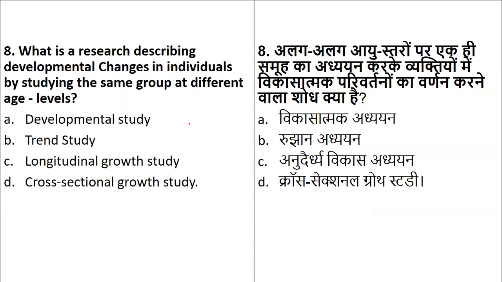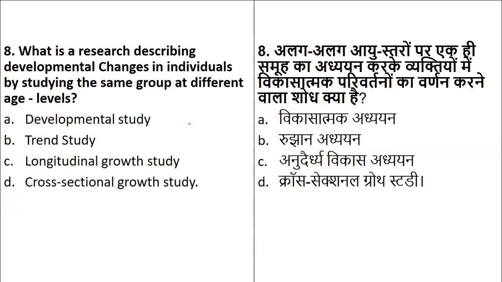Now, what is a research describing developmental changes in individuals? They have given an example, and based on that, you have to identify the research. What is a research which is describing developmental changes in individuals by studying the same group at different age levels? I hope you are reading the question very correctly. Developmental changes is the keyword, studying the same group at different age levels. So whether it is a developmental study, trend, longitudinal, or cross sectional. So it is indicated as what?